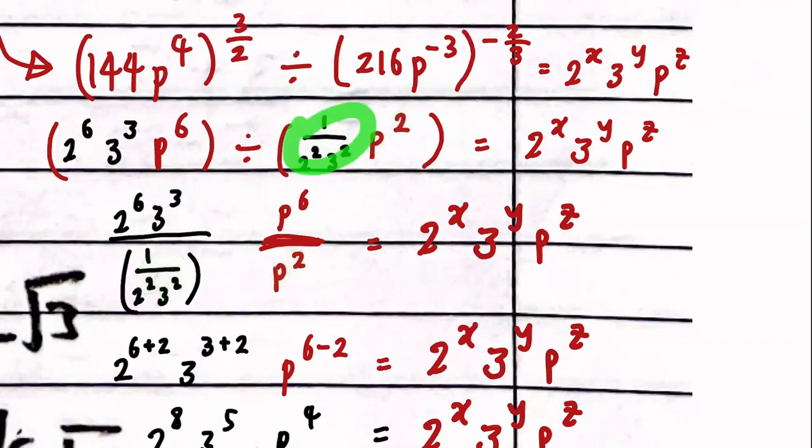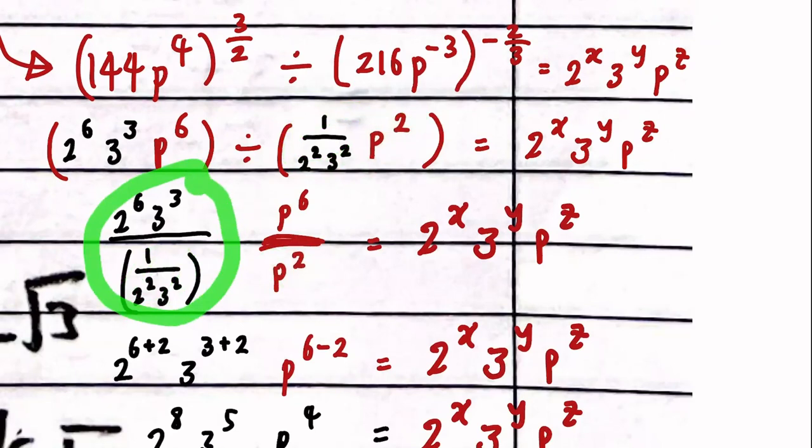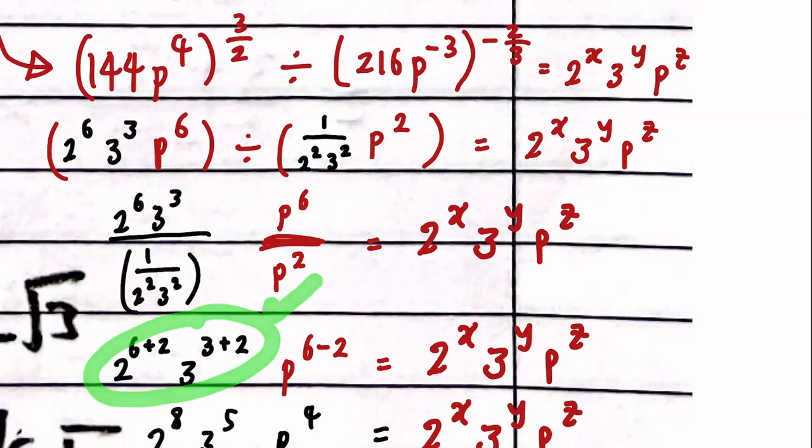Is this clear? Okay. Then over here you can simplify it by bringing the 2 squared and 3 squared on top. So that means that we will get 2 to the power of 6 plus 2, and 3 to the power of 3 plus 2. The plus 2 is from these two terms when it goes up. Then p to the power of 6 over p to the power of 2 is just p to the power of 6 minus 2 if you bring the 2 on top.